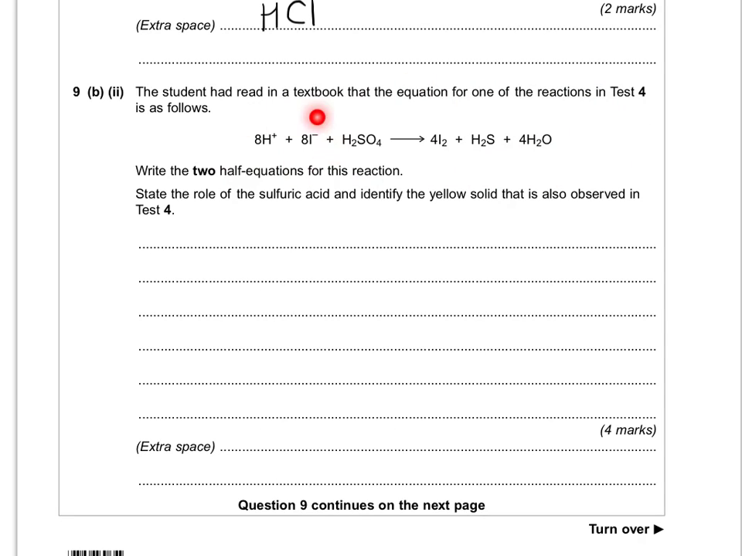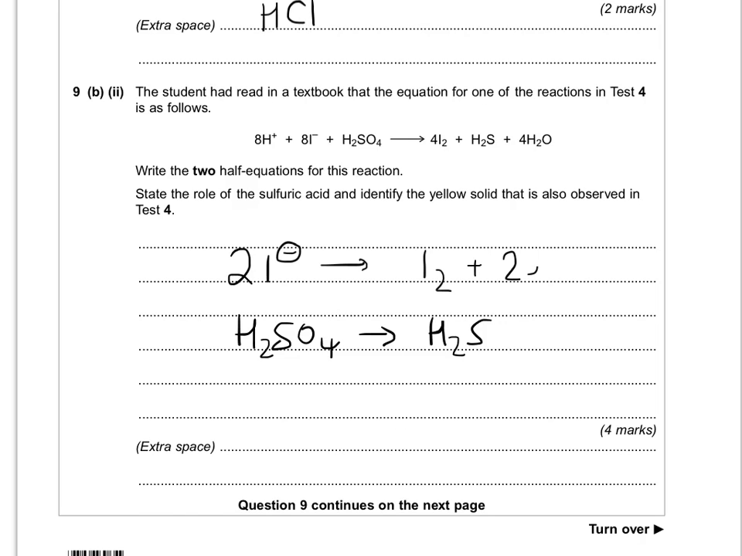So you first have I- turning into I2, and then you have H2SO4 turning into H2S. So let's balance the top one first. Balance anything that's not hydrogen or oxygen, so the I's. Balance hydrogen, there's none of it, oxygen, there's none of it, and then charges. You need 2 electrons on the right-hand side to balance the 2 negative charges on the left.